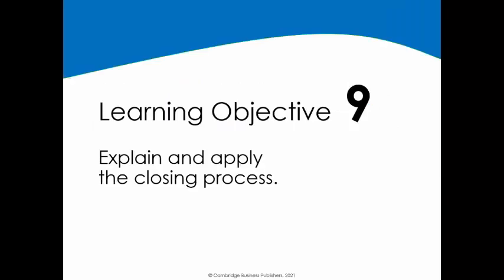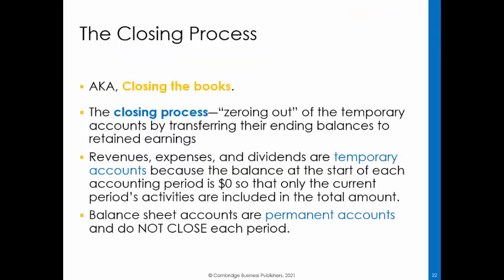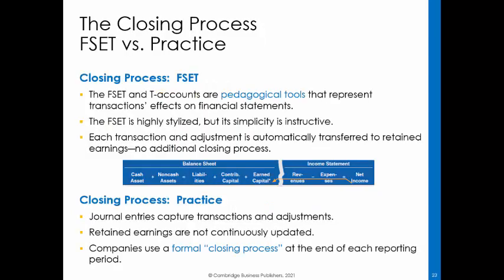In this learning objective, we will explain the closing of the temporary accounts. The closing process, or closing the books as it is called, refers to the zeroing out of the temporary accounts by transferring their ending balances to retained earnings. Income statement accounts, revenues and expenses, and the dividend account are temporary accounts because their balances are zero at the start of each accounting period, so that only the current period's activities are included. As we stated previously, the balance sheet accounts are never closed. We can use either the financial statement effects template or T accounts to illustrate the closing process.